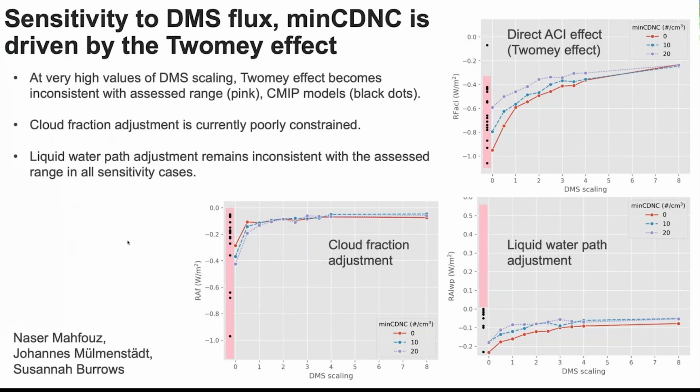The cloud fraction adjustment is fairly poorly constrained by the community assessments and other models. So every single value of it is within the accepted range. And the liquid water path adjustment remains inconsistent with the Bell-1 range, but consistent with other models across the entire range of scalings.